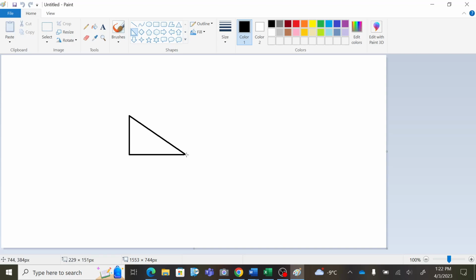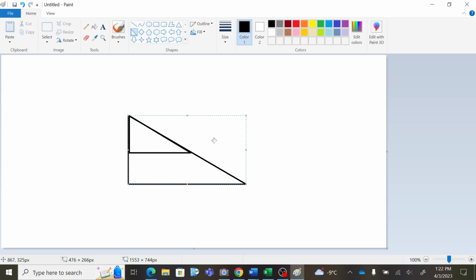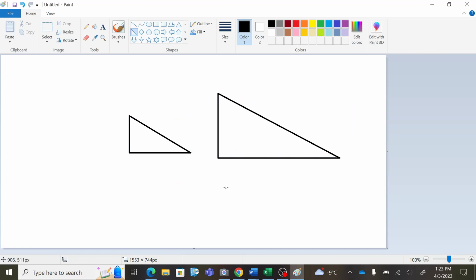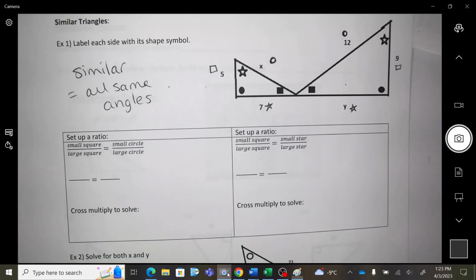Okay, if I draw a triangle and I draw the same triangle but I drag it bigger, does this make sense that these triangles are similar? Do you know what I mean? Like pretend you're dragging something, right? So those triangles are similar because I dragged it bigger. They have the same angles, but it's like a document where you drag an object.